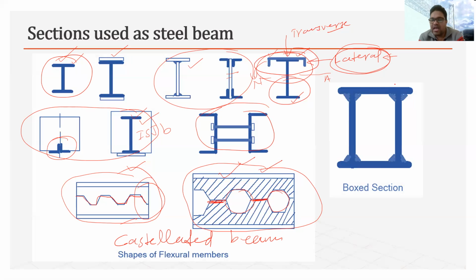Similarly, when there is a very heavy load and the requirement of the span is also very large, in that case, we can use a built-up beam, which will be in the manner of a box. So this box section can be used when there is a very heavy load.